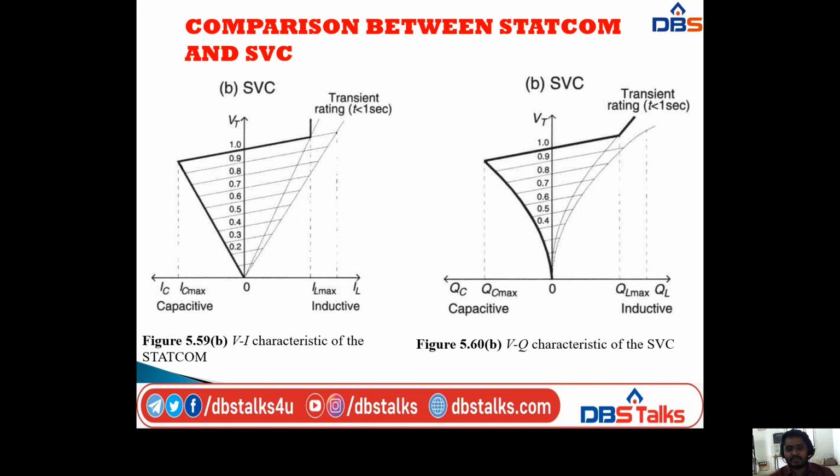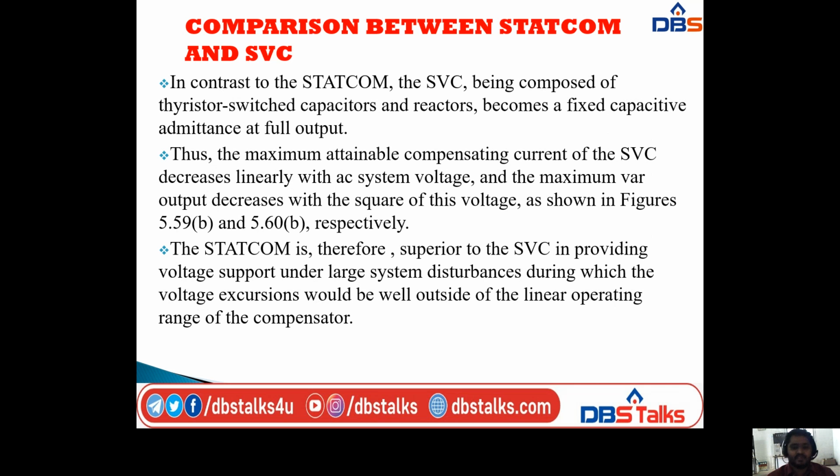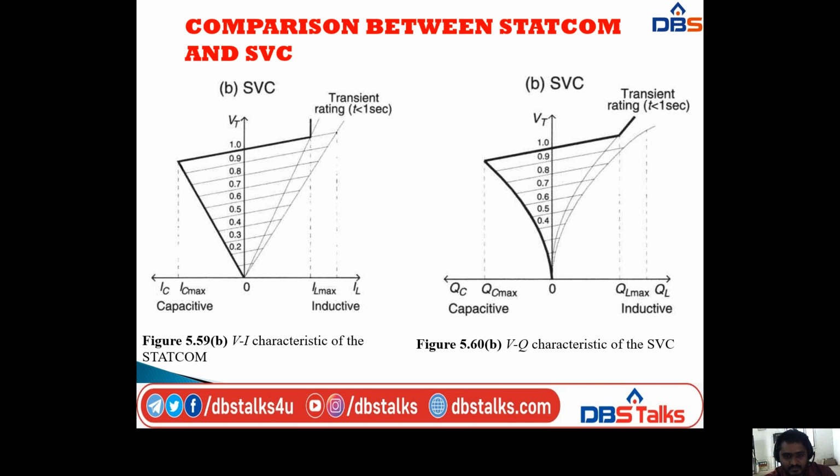In the previous two diagrams I explained the VI characteristics and the VQ characteristics of the STATCOM. And now in this class I am going to discuss the VI and VQ characteristics of the SVC. From those diagrams, the maximum compensating current of the SVC decreases linearly with the AC system voltage, and the maximum reactive power output decreases with the square of this voltage. So here it is linearly decreasing, while in this one it is linearly increasing.